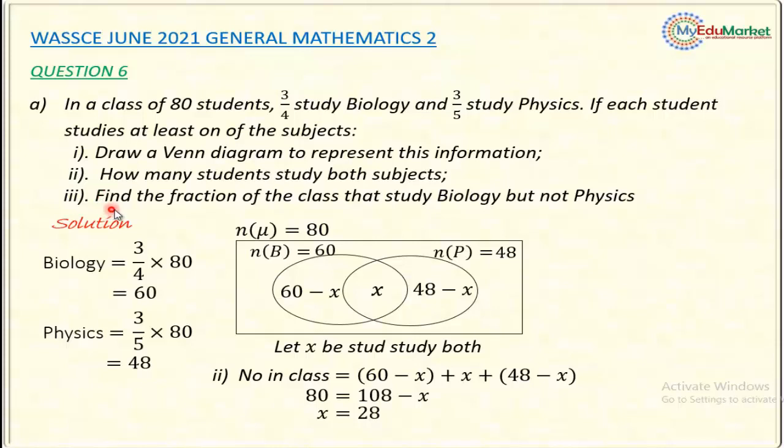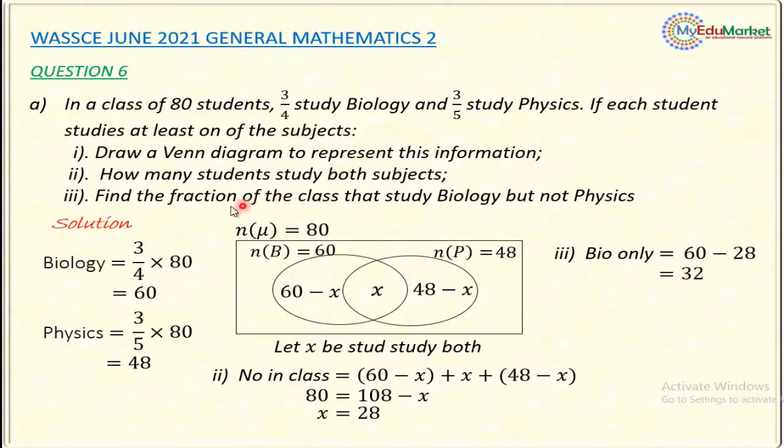Question Roman 3 says find the fraction of the class that study biology but not physics. Biology but not physics simply refers to biology only. So let me get those that study biology only. Biology only is represented by 60 minus X, but X is 28. So I'm going to have 60 minus 28. That answer will be 32. So 32 will be those that study biology only.